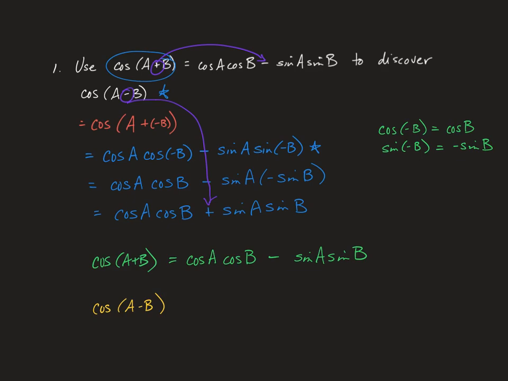So if I was to break down that green identity, it is simply cos of the first, cos of the second, opposite sign in between, sine of the first, sine of the second. And I can use that exact same algorithm, that same tool, to break down my yellow identity. So if I have cos of A minus B, then that would have to be cos of the first, cos of the second, opposite sign in between, sine of the first, sine of the second.